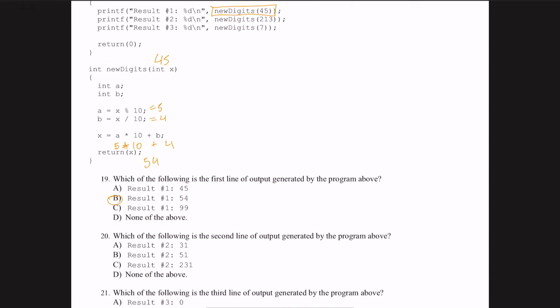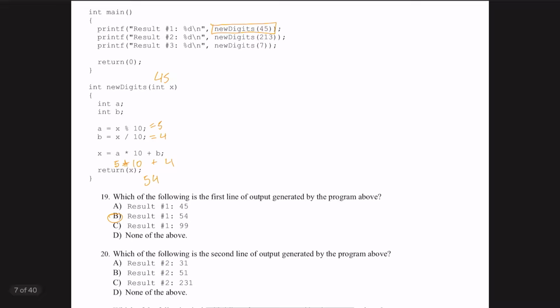Question 20. Now we're going to call the same function, but this time our parameter will be 213. So x is equal to 213. A is equal to x mod 10. Just like last time, this is going to be the ones place, so 3. And B equals x divided by 10. So be careful here. This is not just going to be the tens place, but any place greater than or equal to the tens place. So this is going to be 21.